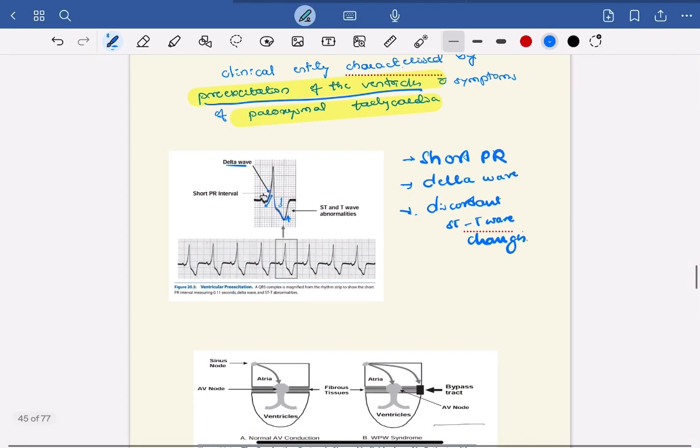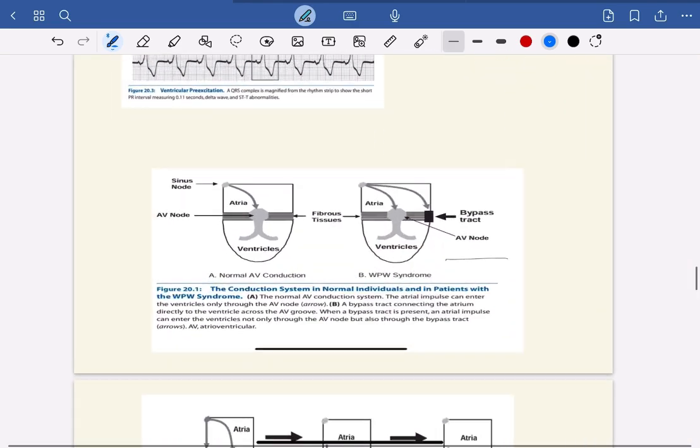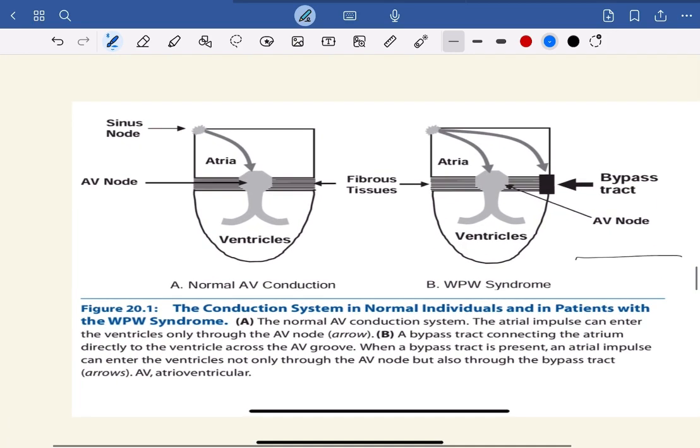So what is happening in WPW syndrome? See, normally this is normal. This is what is happening in WPW syndrome. So normally what happens? There is a fibrous tissue around the junction of the atria and ventricle. So these are your atria and this is your ventricles. In between, at the atrioventricular junction, there is fibrous tissue.